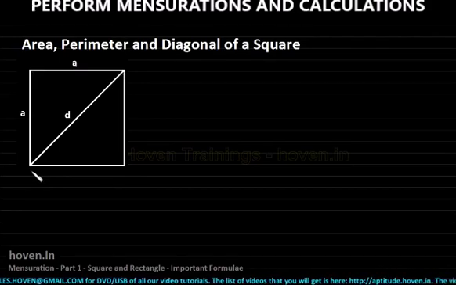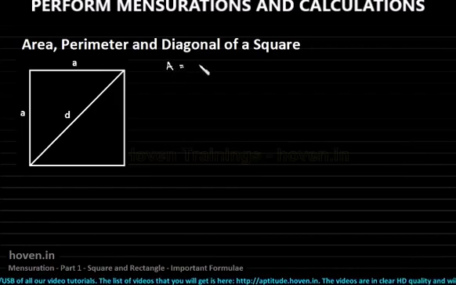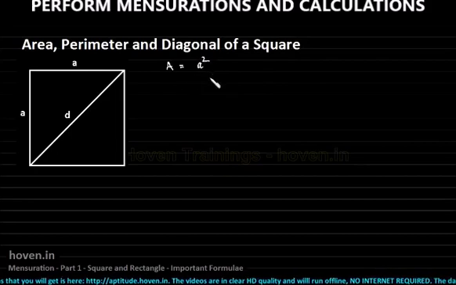The area of a square is defined as A is equal to the square of the side, that is A square. This formula also needs no introduction.